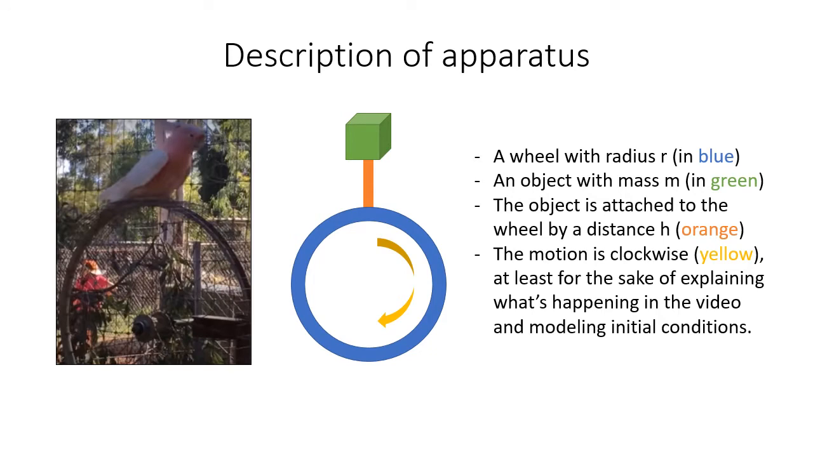The apparatus we created to model the bird's path as it traveled around the wheel consisted of a wheel with radius r, denoted in blue, an object with mass m, denoted as the green cube. The object is then attached to a wheel by a distance h, shown in orange. The motion of the wheel, for our example, will be clockwise.